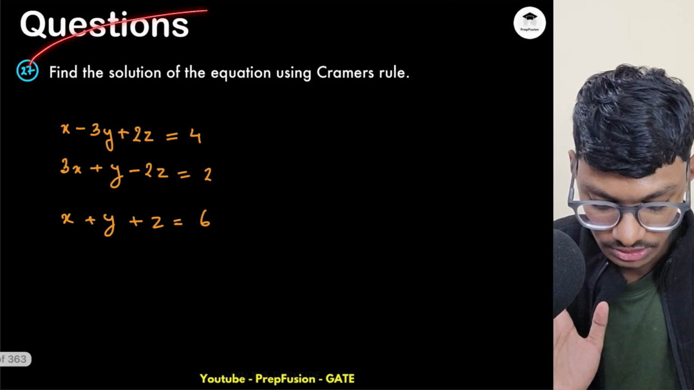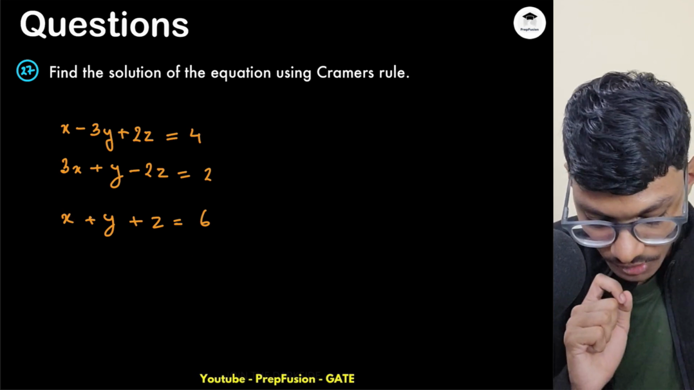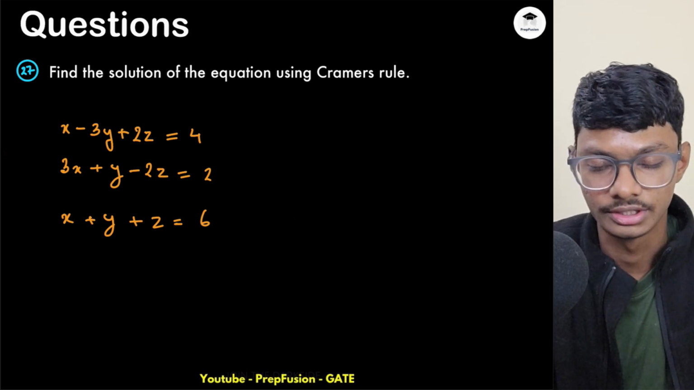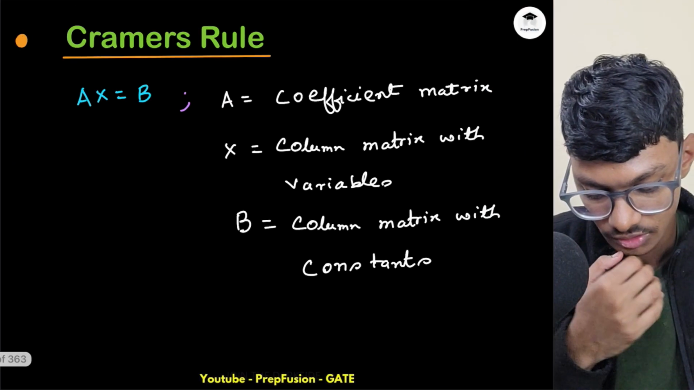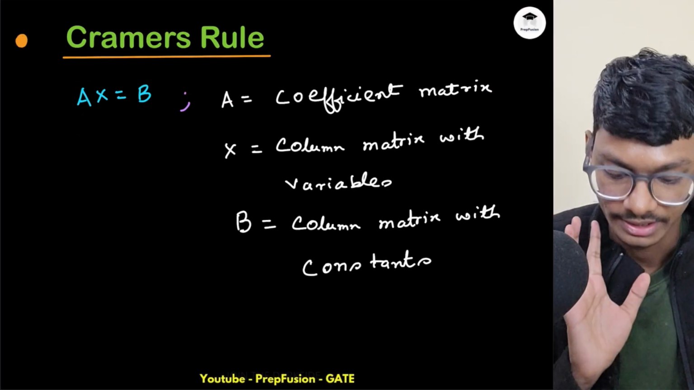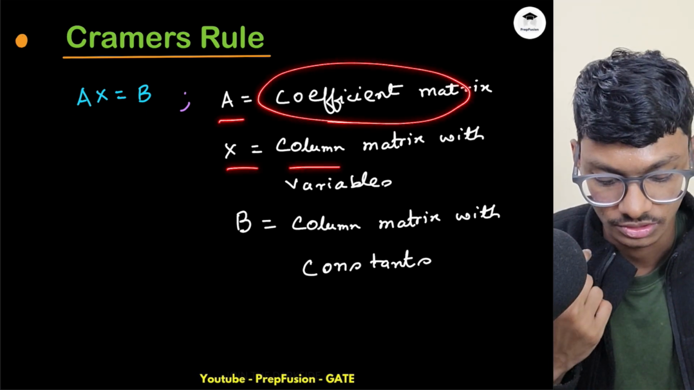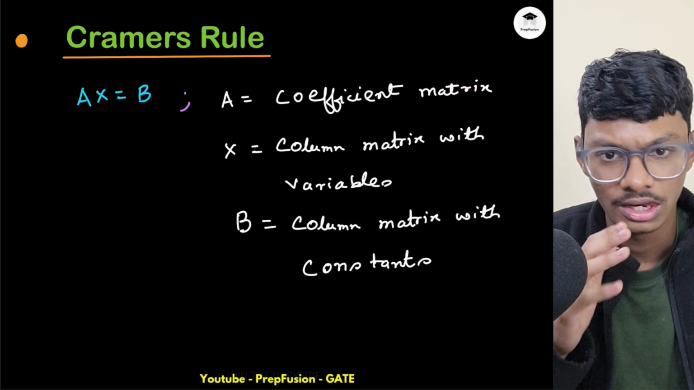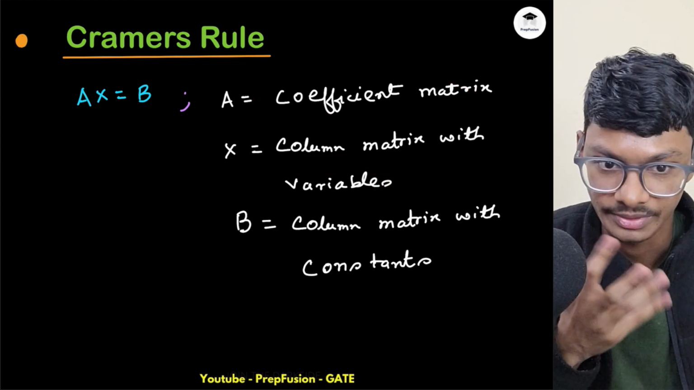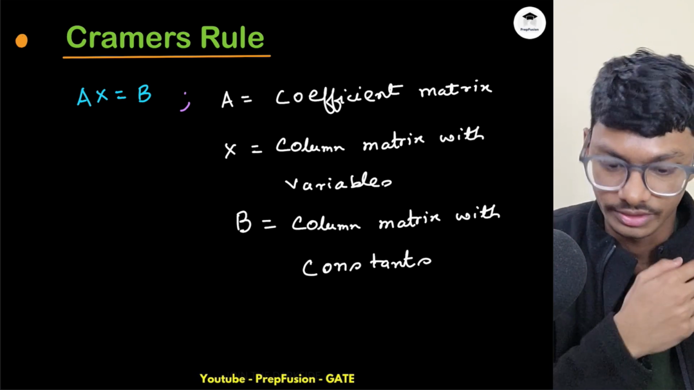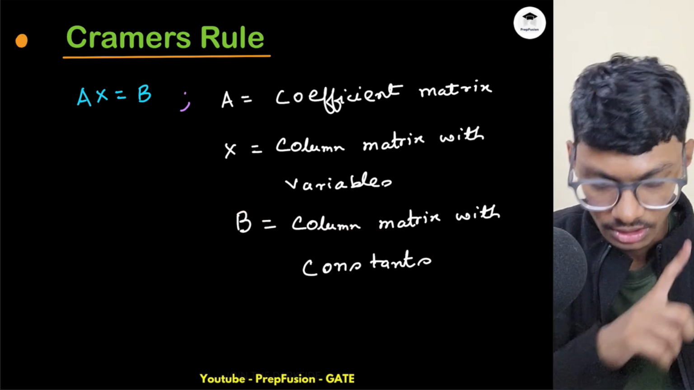In the first question, we have to find the solution of the linear equations using Cramer's rule. So what is Cramer's rule? Basically, we define our matrix like this: Ax = b, where A is the coefficient matrix and x is the column matrix with variables. If you have learned control systems from me, this is just like a repetition. Then b is a column matrix with constants on the right hand side.